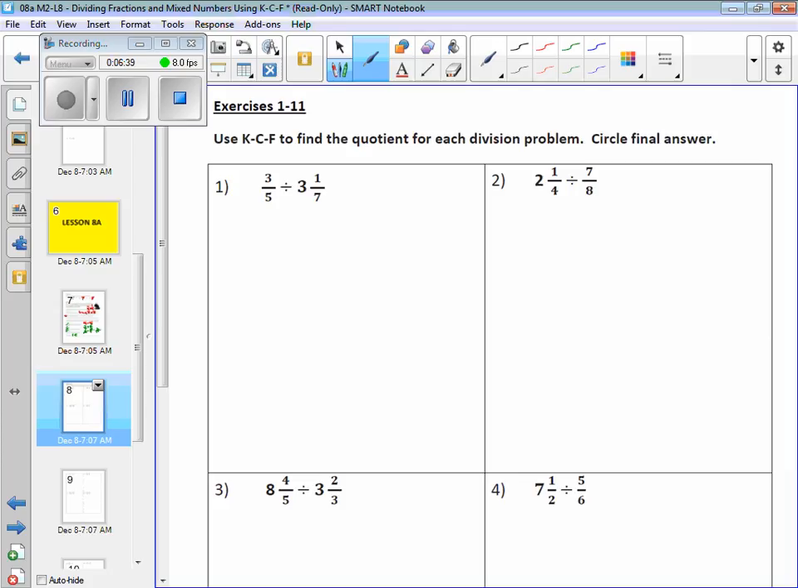Now the reason why I bring it up is because if you do everything right, when you get your answer, you shouldn't need to change anything into a mixed number. You're going to get a regular fraction when you're done. Nicole.